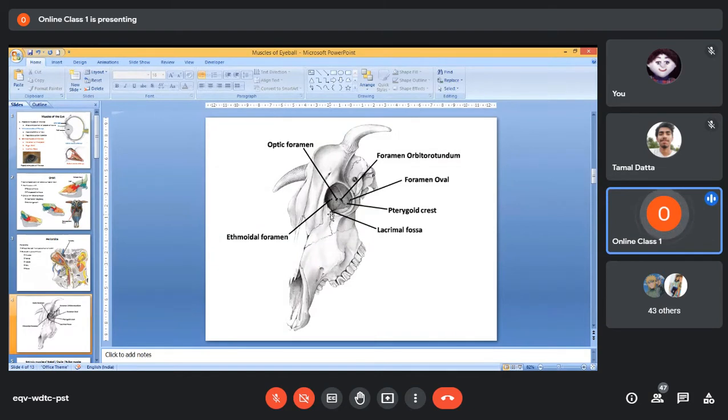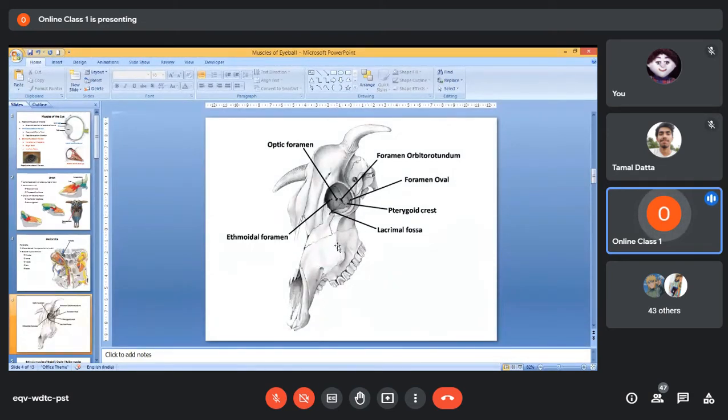And here you can see this area. This area is called the lacrimal fossa. Now, the base of the lacrimal fossa will have one foramen which leads to a canal that goes and opens into the nasal cavity, and that canal is called the nasolacrimal canal. So the posterior opening of the nasolacrimal canal is located at the base of the lacrimal fossa.